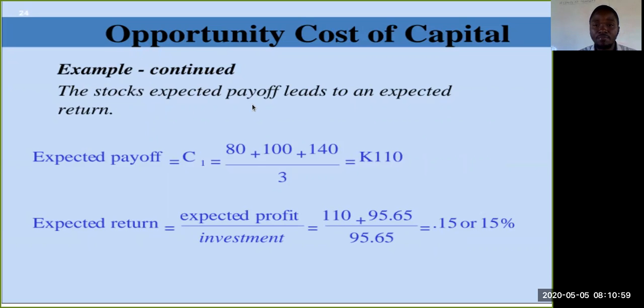The stock's expected payoffs lead to an expected return. The payoff in our earlier example was 110, which was the profit. Then we add it to the investment of 95.65, which was our initial investment, divided by the same initial investment, 95.65. It gives us 0.15 or 15%, which is our rate of return.